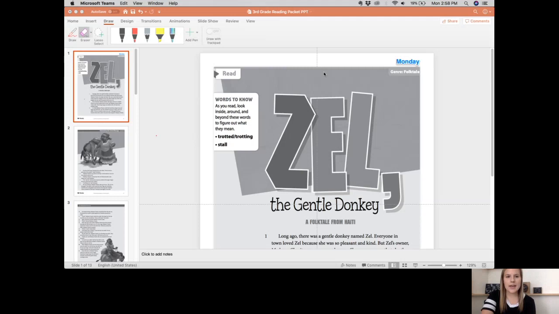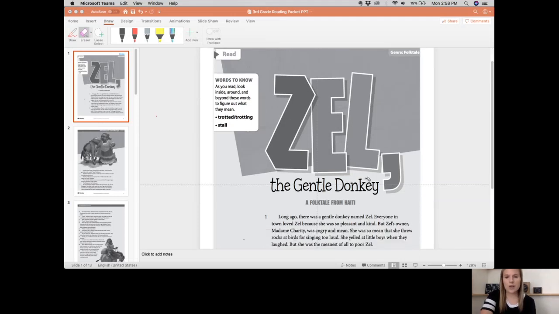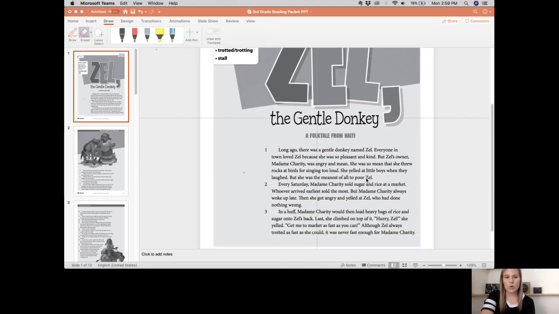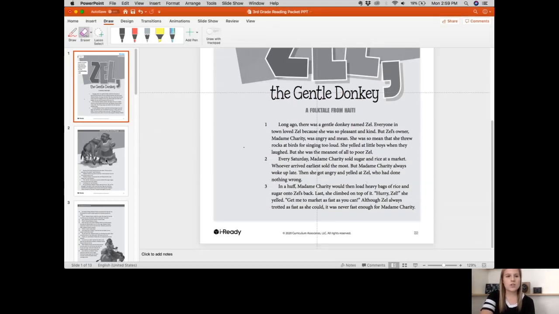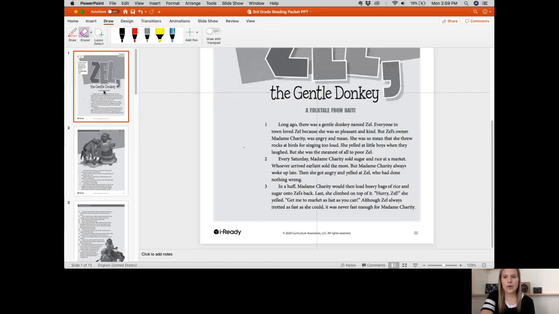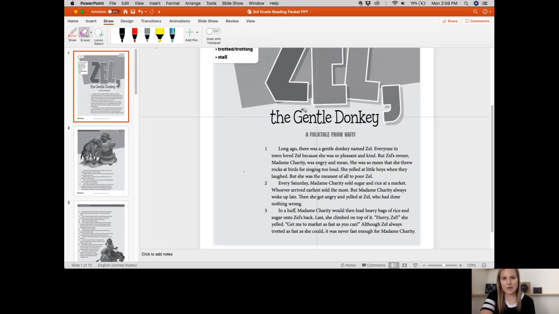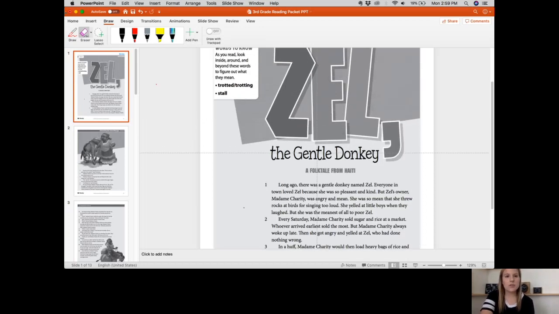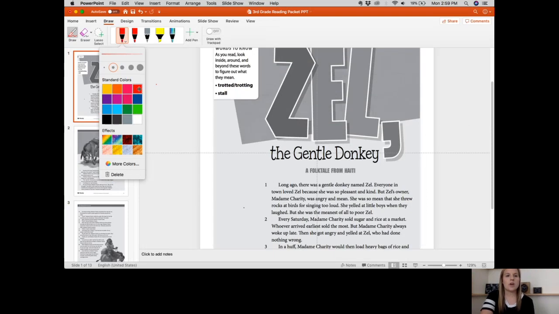So on Monday, which is today, you guys are going to work on Zell the Gentle Donkey. You are going to be reading the whole text, and what I want you to do for each page, there's 3 pages, you are going to annotate it. What that means is you are going to underline important details, and you are going to write notes along the side. So let me show you what that means.